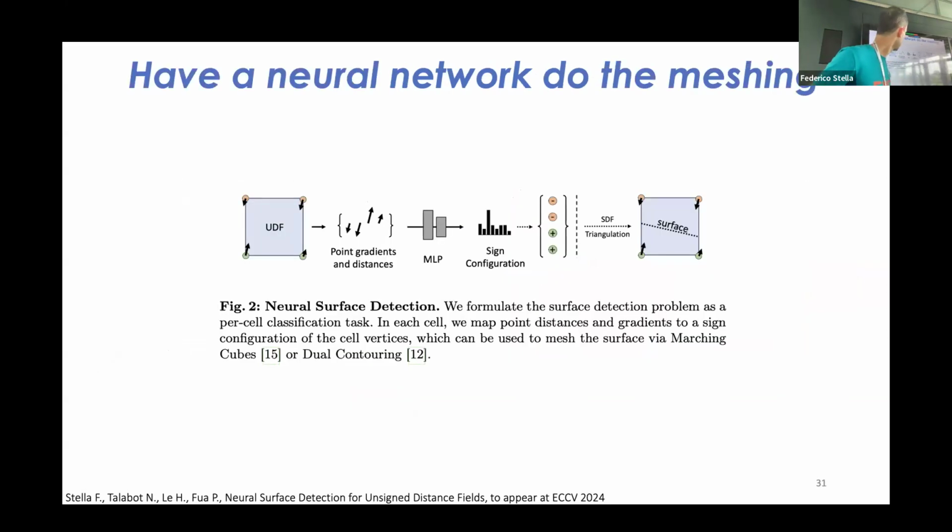And this is a work that just got accepted to ECCV 2024, so I will present it this October. Why don't we use another neural network, instead of using these heuristics and breadth-first exploration, to help us determine where there is a sign flip? This neural network takes UDF values and gradients as input, and it outputs a sign configuration that we can then mesh using marching cubes or any other normal SDF algorithm.